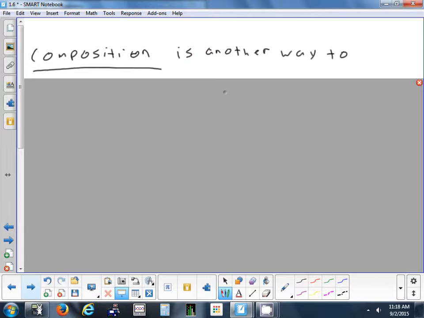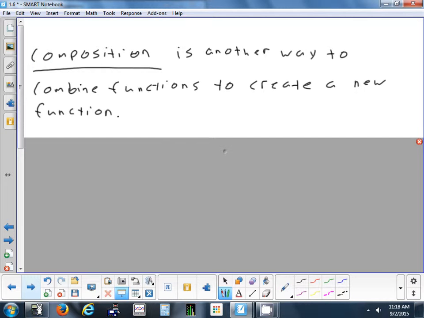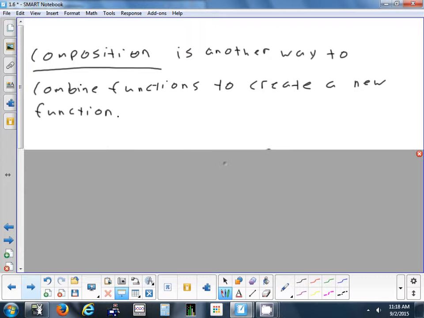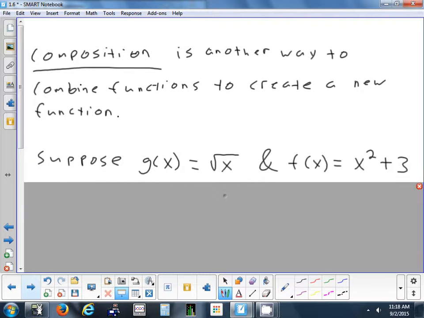All right, so composition. Okay, composition is another way we can take 2 functions, combine them together to create something new. It's a little bit more complicated than just adding or subtracting. Okay, I'm going to show you how it works. If you understand the idea of substitution or plugging one thing into another, that's basically what composition is. It's plugging one function into the other function. Okay, let's start with these two.